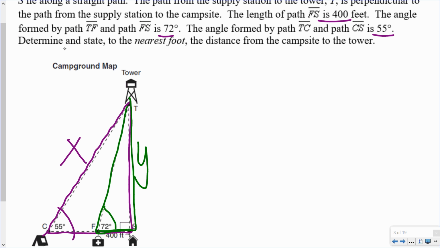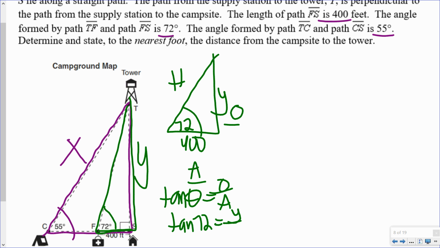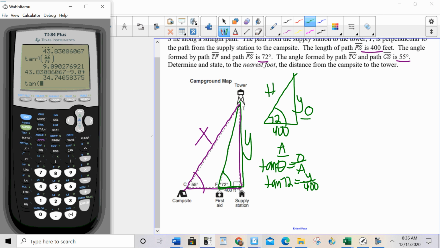So I'm going to start with my green triangle because that's the one I have enough information to do something with. 72, 400, Y. H, A, O. O and A are involved, so it's going to be tangent. Tan theta equals O over A. Tan 72 equals Y over 400. Calculator, tan 72. And listen, if you want to do these calculations on your own, go for it. You can feel free to pause.